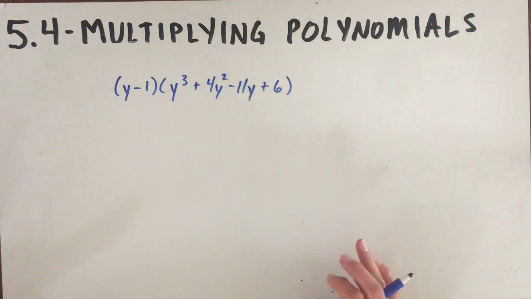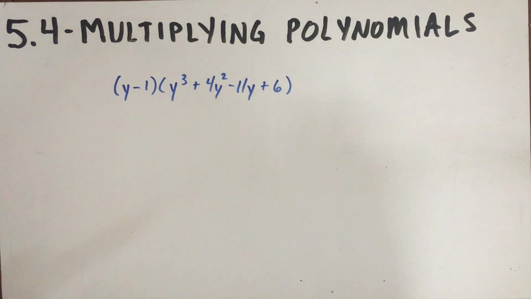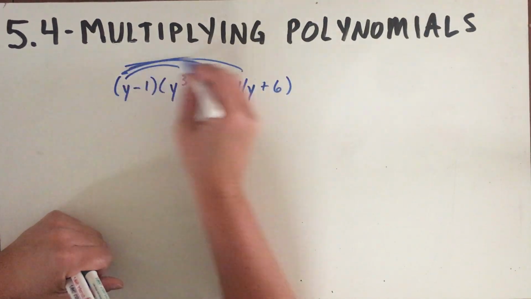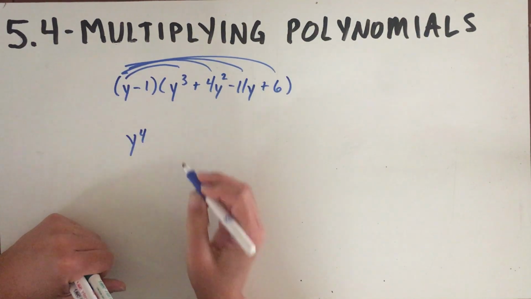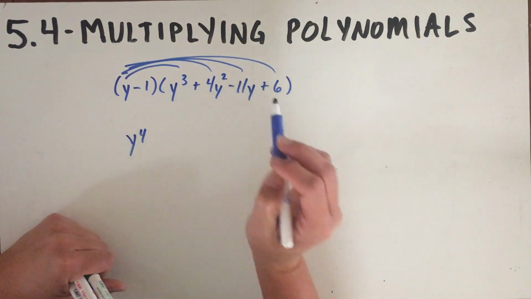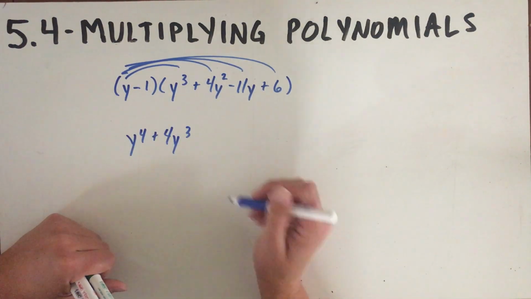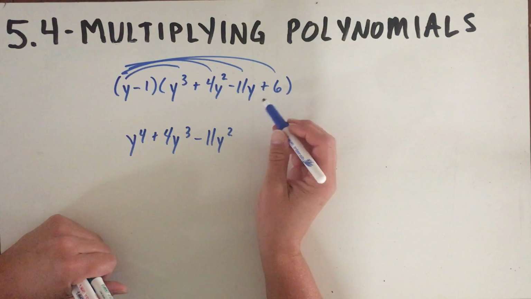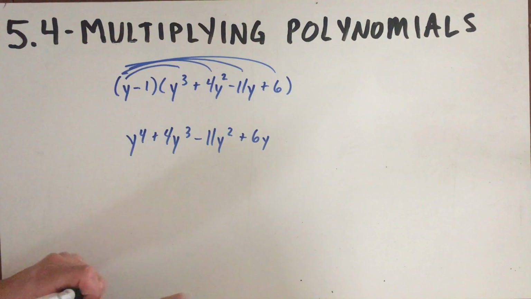Okay, now if I want to multiply these all together, I'm just going to have to distribute. So I can do it just like it's written. So this is written horizontally. Okay, and I can just say, okay, well this y right here needs to be multiplied by every one of these. 1, 2, 3, 4. Great, I can totally do that. So y times y cubed is going to give me y to the fourth. Y times 4y squared is going to give me a 4y cubed. Y times a negative 11y is going to give me a negative 11y squared. And y times a positive 6 is going to give me a plus 6y. So I've multiplied the first term by all four of those other terms.